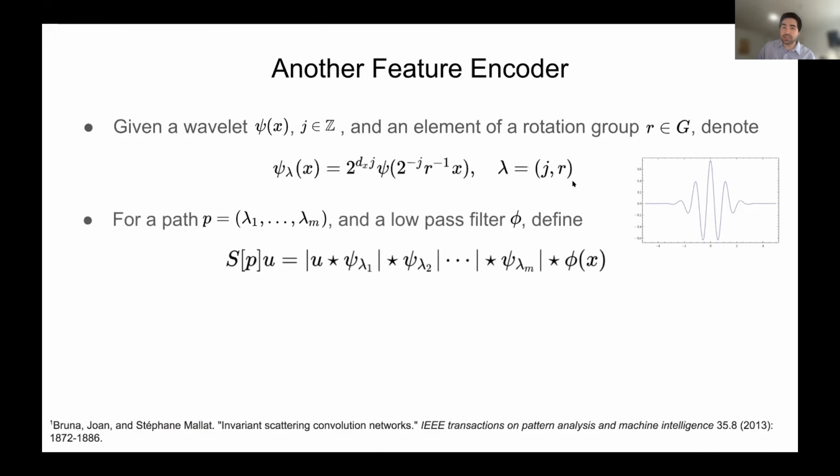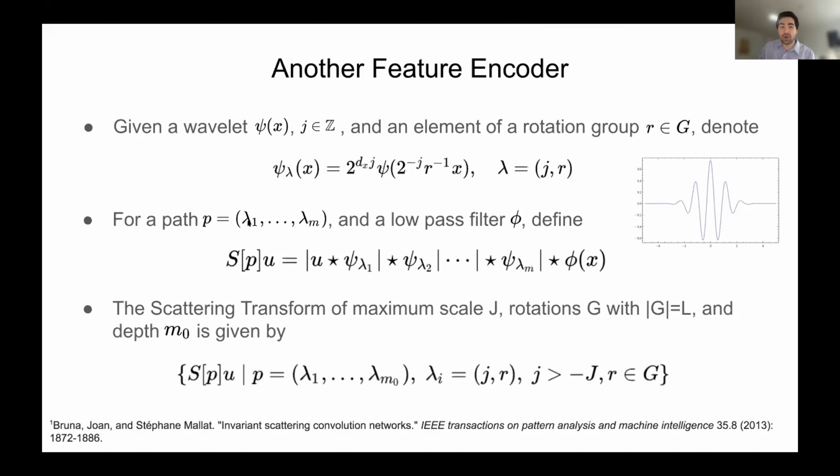And what we'll do is we'll consider what we'll call a path of a couple different of these lambdas. So I'll consider a certain scale and a certain rotation first, and then I'll have a sequence of these that are potentially different. And what I'll do to my input function is first I'll convolve it with the dilated and rotated wavelet corresponding to that first parameter. And then I'm going to take a complex modulus of that signal. And then I'll convolve it with another wavelet, potentially a different scale factor and a different rotation. And I'll repeat this some number of times at some depth that will be pre-specified. And I'll finish it off with a low-pass filter.